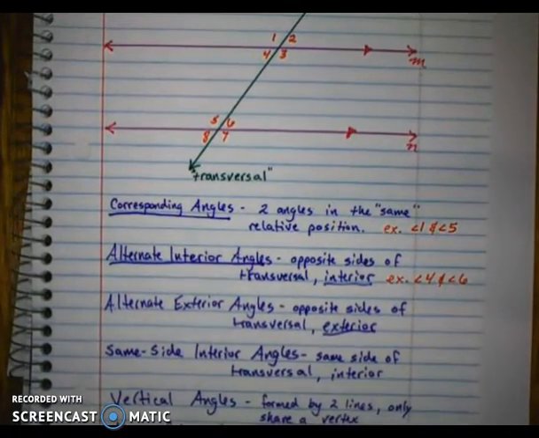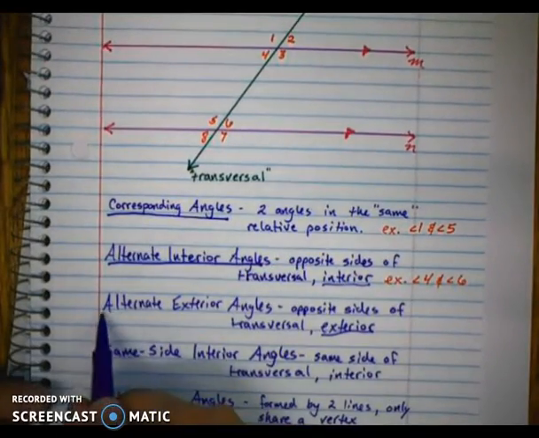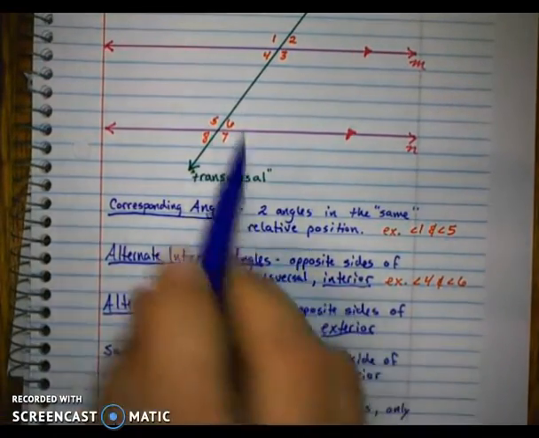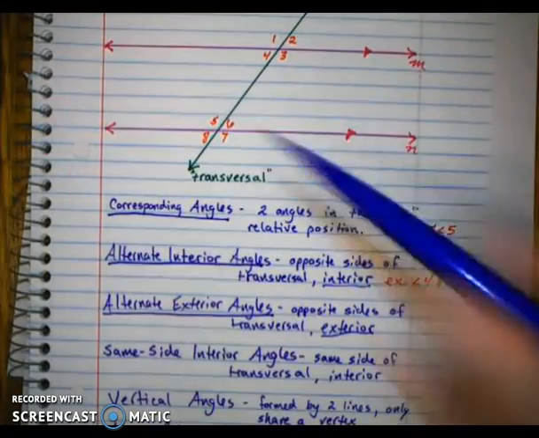Alternate exterior angles, same idea, but now they're on the exterior. They're outside of the two parallel lines. Okay, so they're still on opposite sides of the transversal, but they are outside the two lines. That would be an example like angle 2 and angle 8.